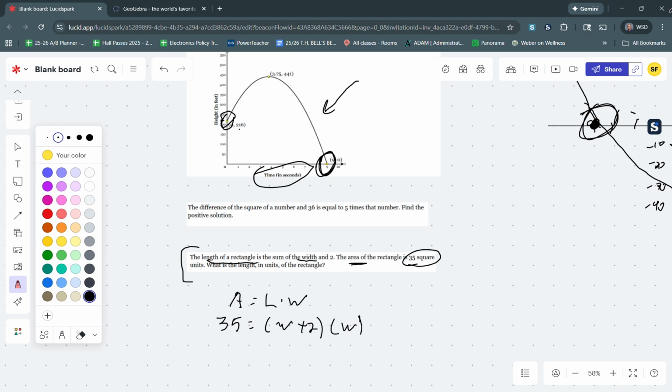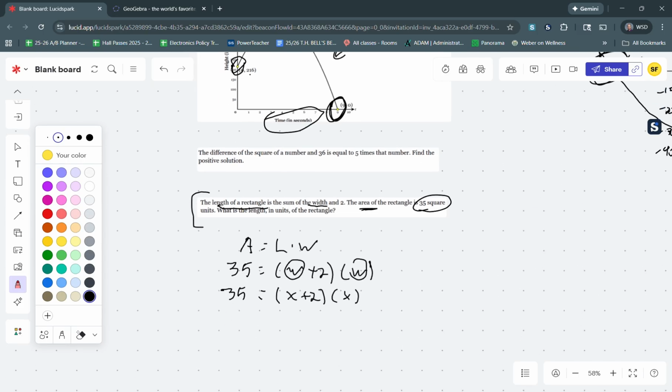The width will just stay w. I'm going to change these variables, the w's, to x, because that's what we typically use when we graph things. So if I rewrite this, I get x plus 2 times x and 35 over here. Now what we did before still applies. I want all of these on the same side of the equation so I can graph it with our y values. I'm going to subtract 35 to accomplish that. Subtract 35 over here, and we get 0 equals x plus 2 times x minus 35. I'm going to change this to our y value, f of x.